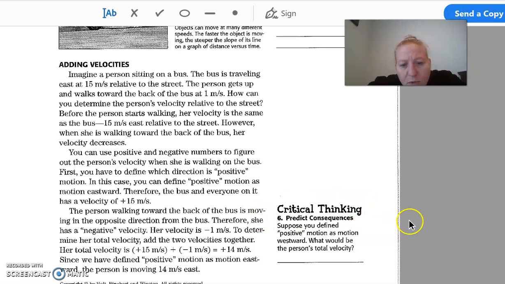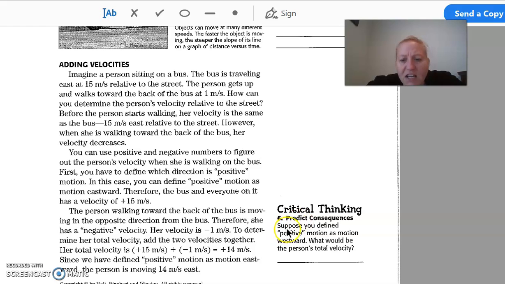The person walking toward the back of the bus is moving in the opposite direction from the bus. Therefore, she has a negative velocity. Her velocity is negative 1 meter per second. To determine her total velocity, add the two velocities together. Her total velocity is plus 15 meters per second plus a negative 1 meter per second, which gives her a positive 14 meters per second. Since we have defined positive motion as the motion eastward, the person is moving 14 meters per second east.